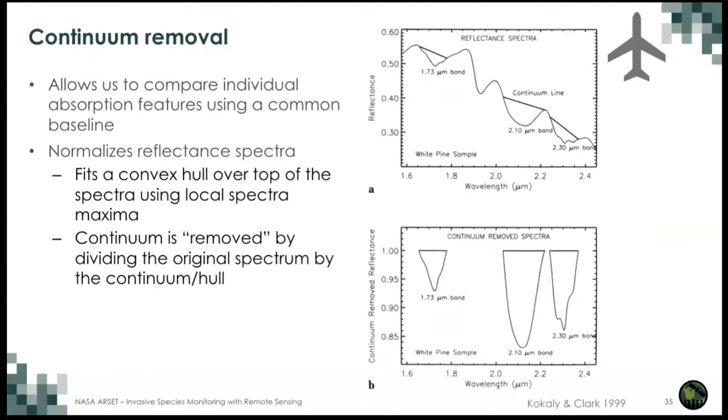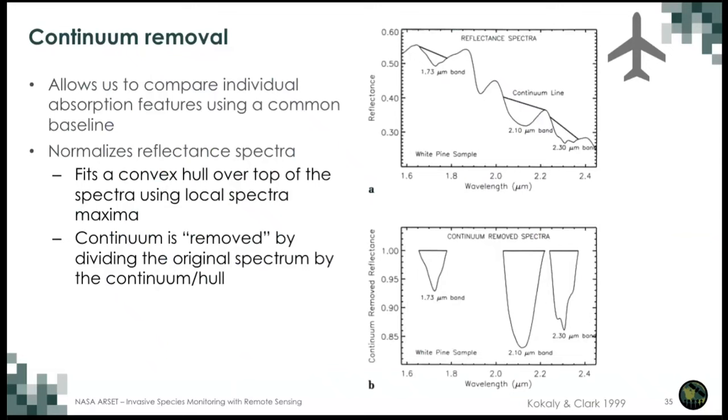The last technique that we use is another common imaging spectroscopy technique called continuum removal. Continuum removal allows us to compare individual absorption features using a common baseline. And what this allows us to do is normalize the reflectance spectra.